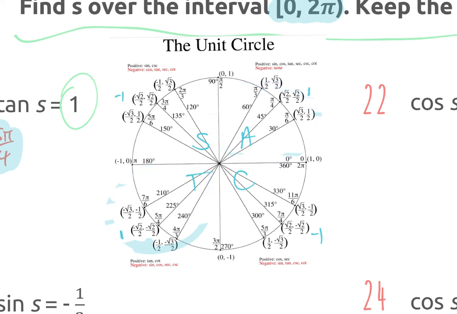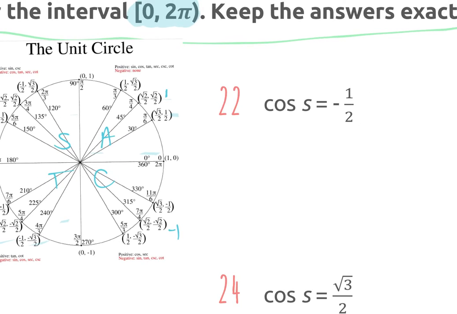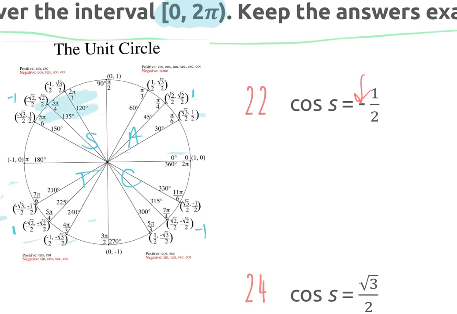All right, go to 22. 22 says cosine of s is negative 1/2. So I know my x coordinate is 1/2 at all the over 3s. And cosine is negative in quadrant 2 and quadrant 3. So I'm going to go to those quadrants, and I'm going to find where the x is negative 1/2, the over 3s in those quadrants. So this is 2 pi over 3 and 4 pi over 3.